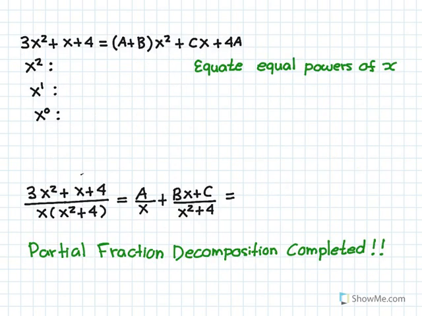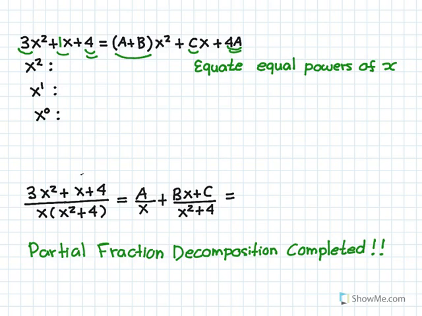Alright, so now we have 3x squared plus x plus 4a is equal to (a plus b) times x squared plus cx plus 4a. So clearly you can see that in 3x squared, the coefficient of x squared is 3 on the left-hand side, which must be equal to the coefficient of x squared on the right-hand side. Similarly, we have 1 times x, and here we have c. So automatically we get c is equal to 1. And here we get 4 on the left-hand side, that's the constant coefficient. On the right-hand side, we have 4a.